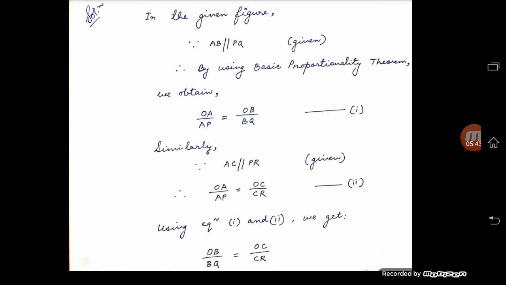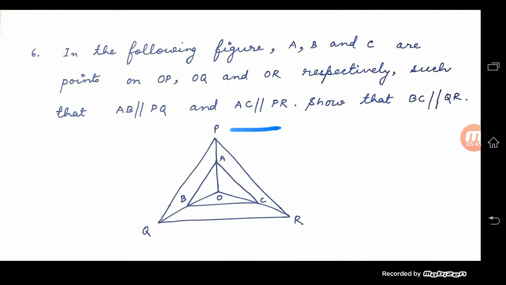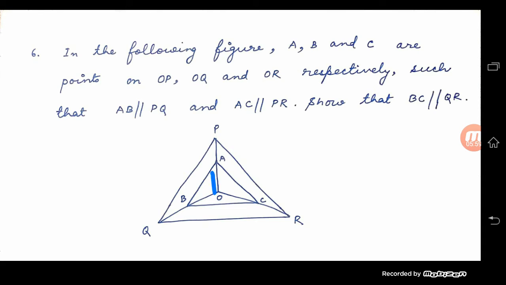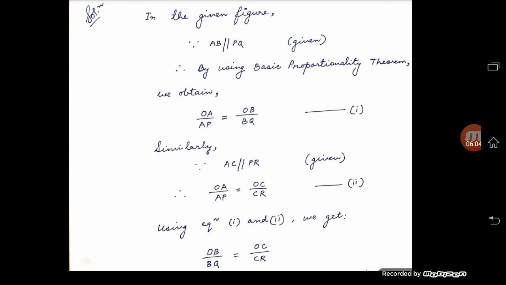Now, similarly, another condition is given: AC is parallel to PR. Similarly, using the basic proportionality theorem, we have OA by AP is equal to OC by CR. We write this as 2. Now, in equation number 1 and equation number 2, you have two things common, OA by AP and OA by AP.